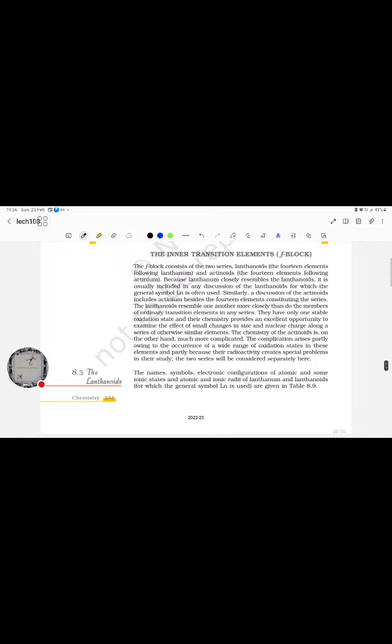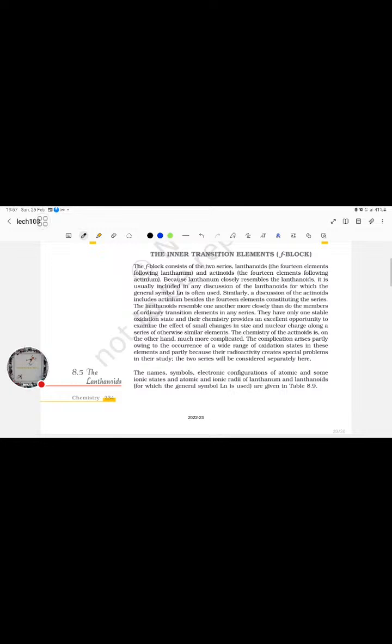Okay, now we are entering into the inner transition elements, the F block elements. The F block consists of two series, lanthanides, the 14 elements following lanthanum, and the actinides, the 14 elements following the actinium. Because lanthanum closely resembles the lanthanoids, it is actually included in any discussion of the lanthanides, for which the general symbol Ln is often used.